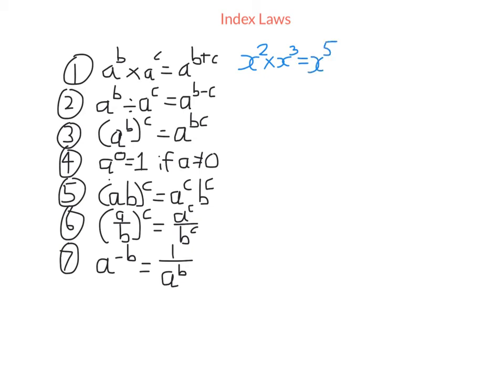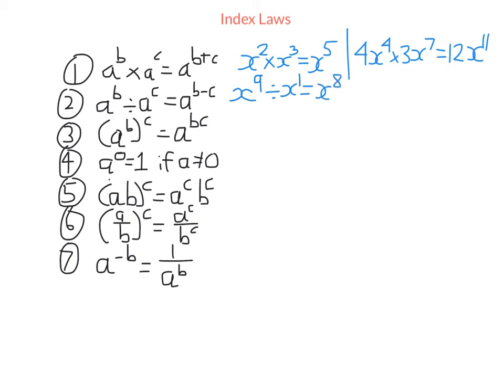If you have numbers and letters, do the numbers separately. So something like 4x to the power of 4 times 3x to the power of 7: 4 times 3 is 12, x to the power of 4 times x to the power of 7, keep the same base and add the powers. The second index law says if you divide the bases, you subtract the powers. So if I have something like x to the power of 9 divided by x, noting that x is the same as x to the power of 1, I keep the same base and subtract the powers.